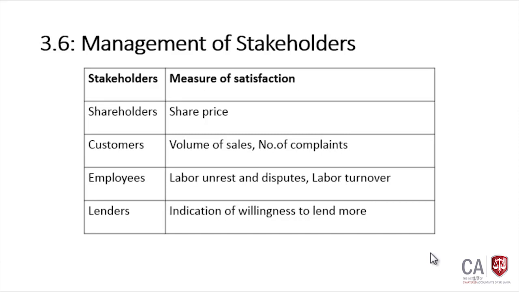So, what are the different indicators we can use for that particular purpose? If you look at the shareholders, the main indicator we can use is share price. A shareholder needs to get a good return. One of the objectives is to see an increase in share price.